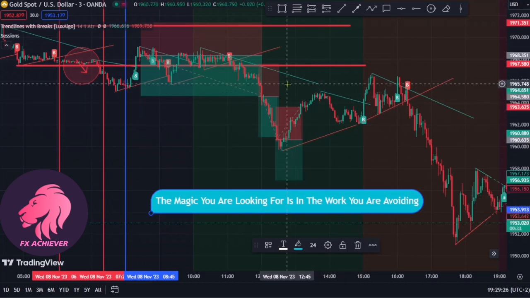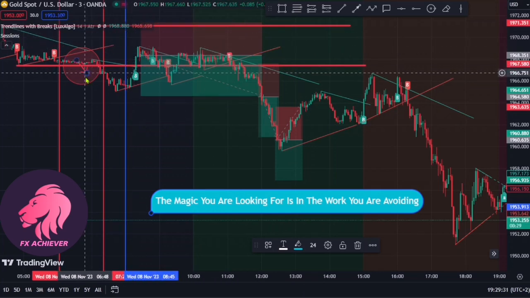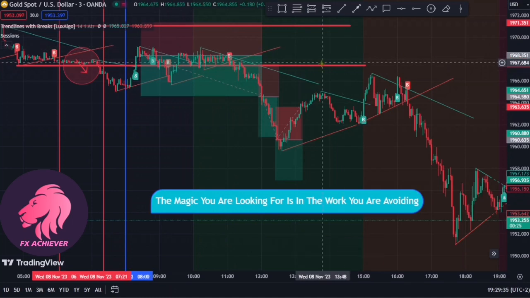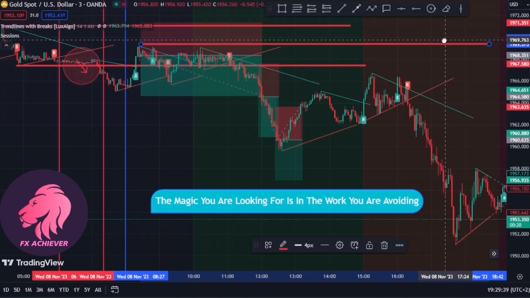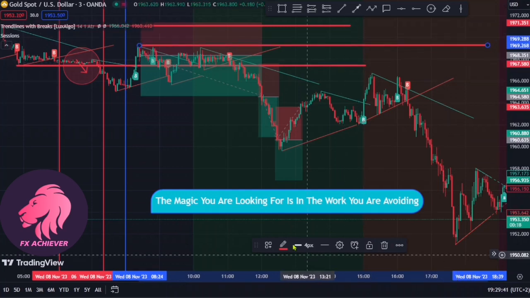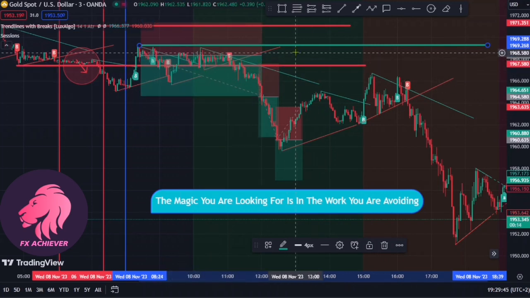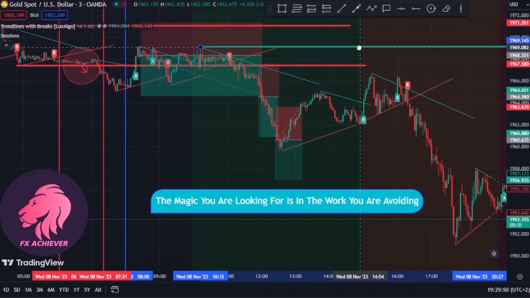So let us continue. Since we are still looking for selling opportunities, you can see there's no green trend line which has been broken. As you can see here, this was supposed to be green. This is considered a green trend line. You see, it was never broken. The second one was never broken.